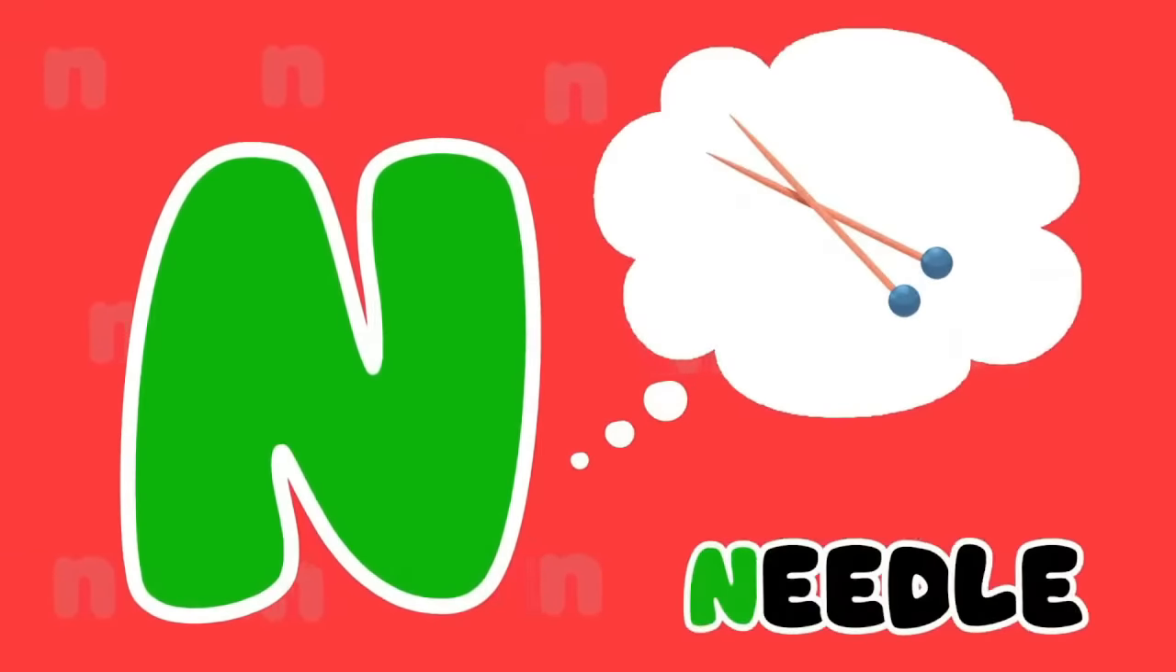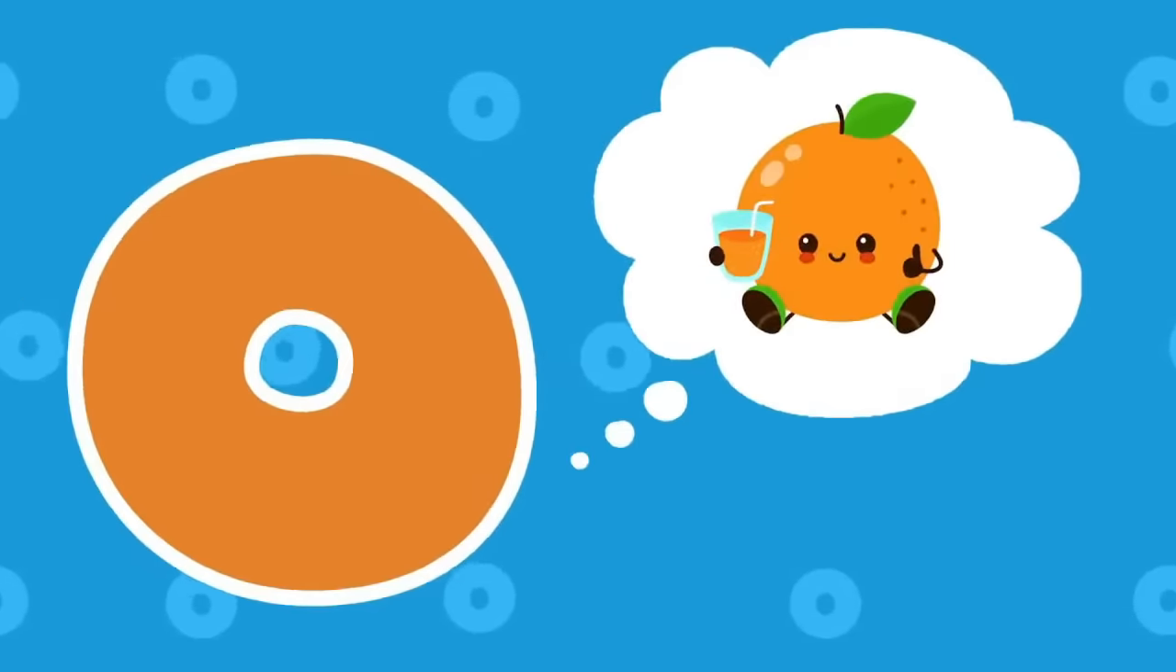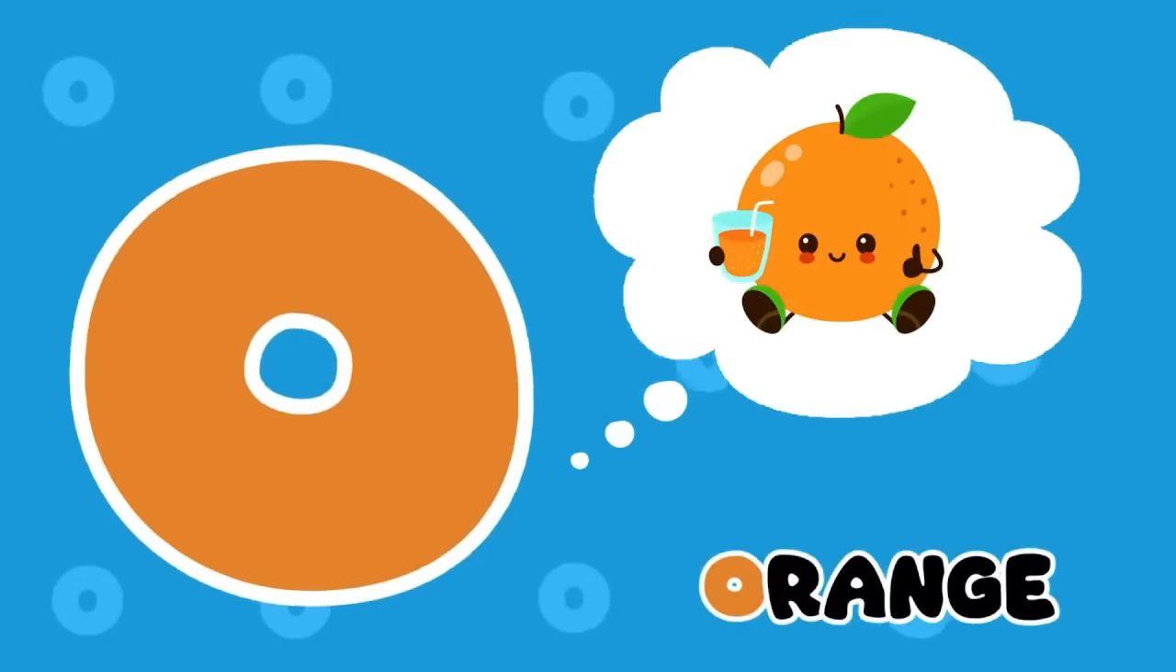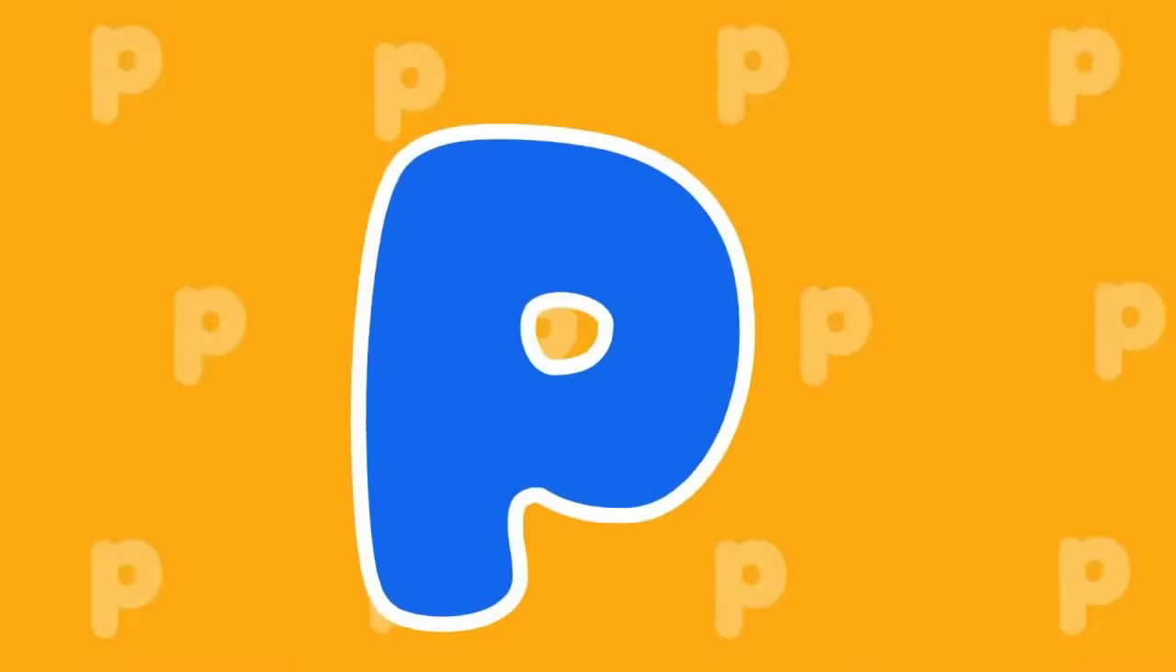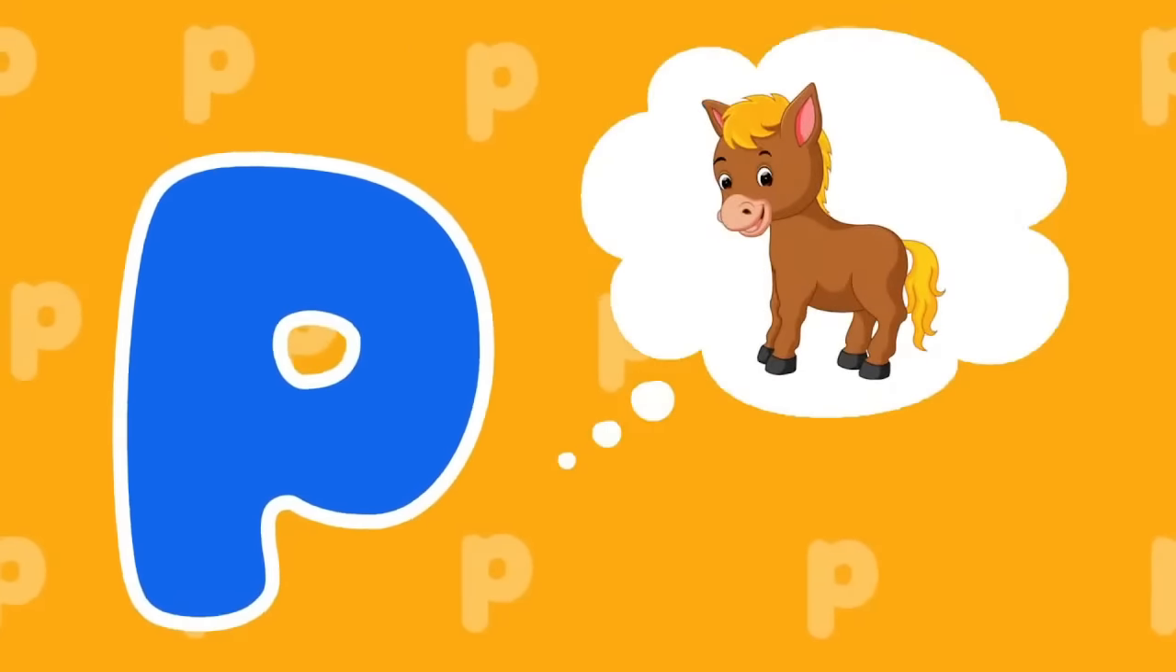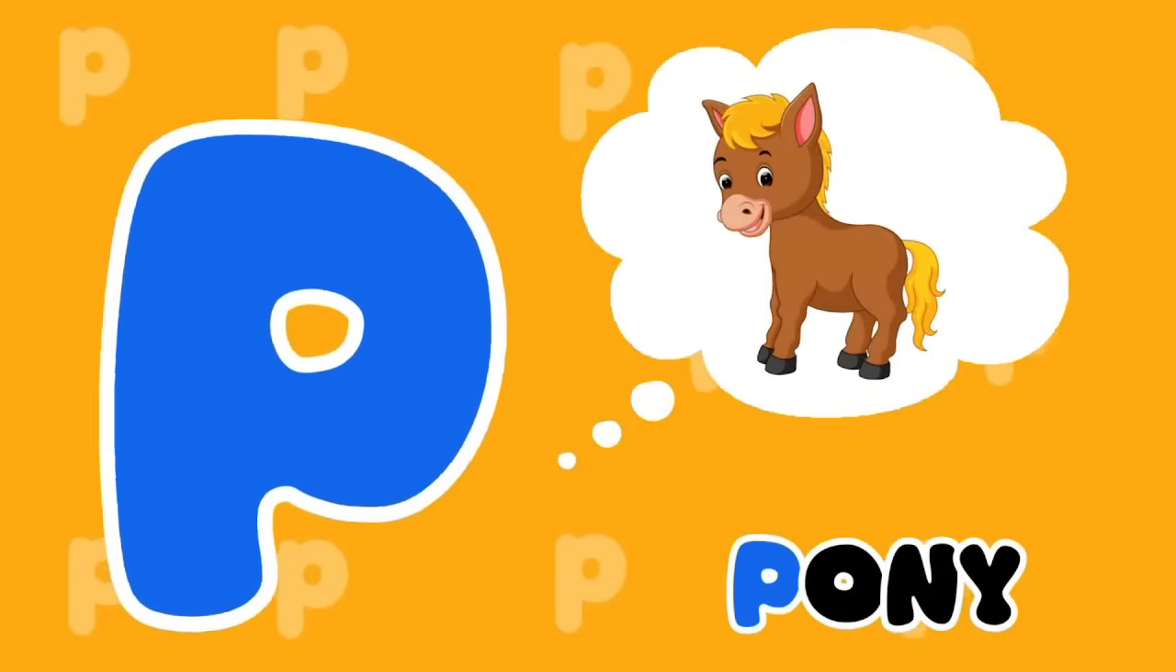N is for needle. N, n, needle, n, needle. O is for orange. O, o, orange, o, orange. P is for pony. P, p, pony, p, pony.